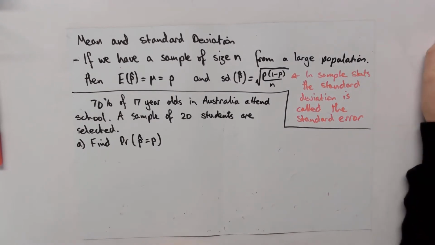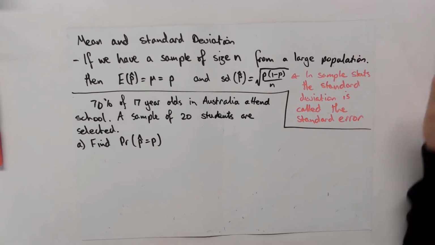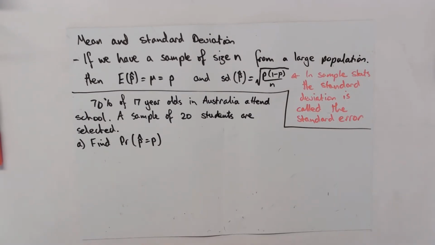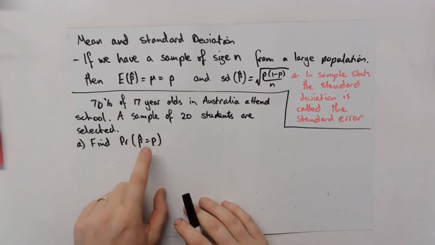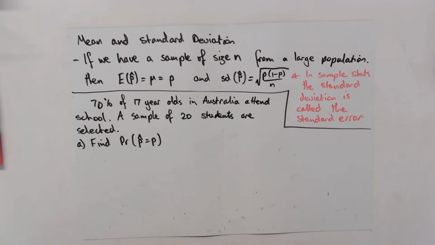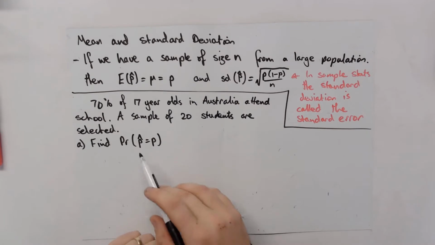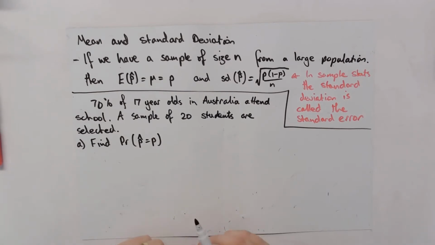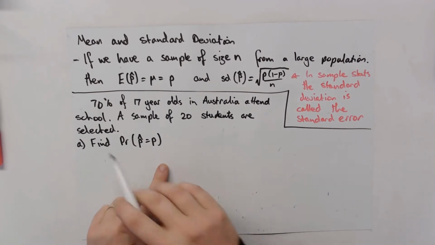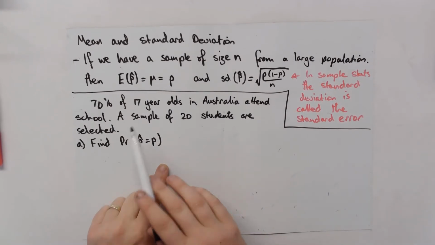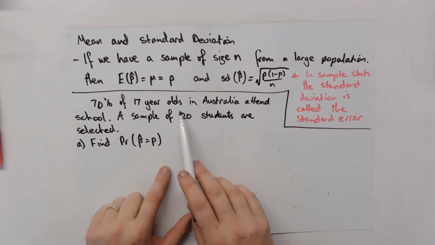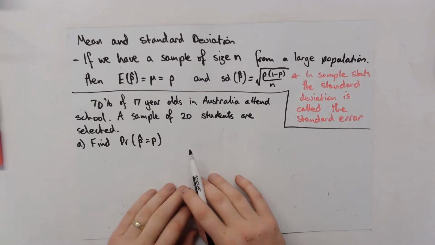Now we're going to have a look at an example. We're told that 70% of 17-year-olds in Australia attend school. A sample of 20 students are selected. We want to find the probability that p hat equals p, so our sample proportion is equal to our population proportion. That means, if 70% of 17-year-olds attend school, we want to find the probability that 70% of our sample attend school.